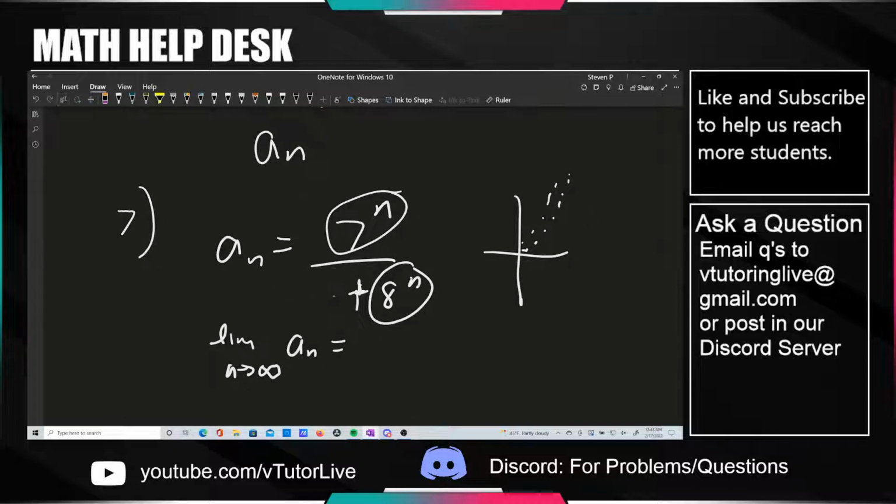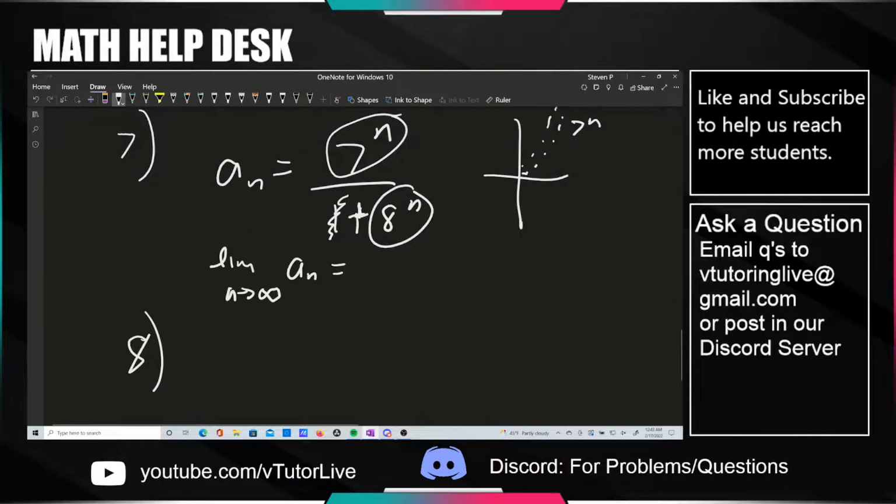Which is to say, at some point, this one sort of just disappears, right? You can almost ignore it in the limit. So what you're left with is 7 to the n over 8 to the n. Think about that. Oh, by the way, this was supposed to be 7 to the n, and this one was supposed to be 8 to the n. And so then ask yourself what happens to the ratio of the two.